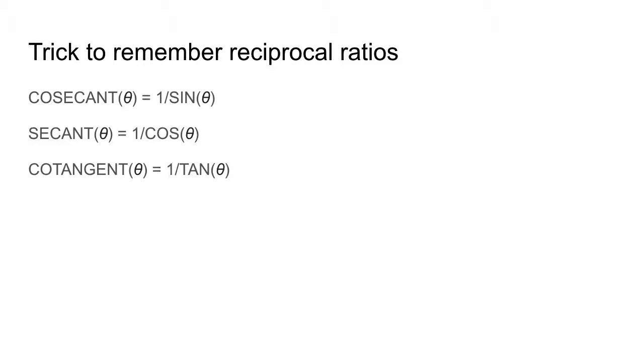A good trick to remembering which of these ratios correlates to the original three ratios is to look at the third letter in each word. Cosecant's third letter is an S, denoting sine theta. Secant's third letter is C, standing for cosine. And cotangent's third letter is T, which stands for tangent. Now, let us move on to some practice problems.